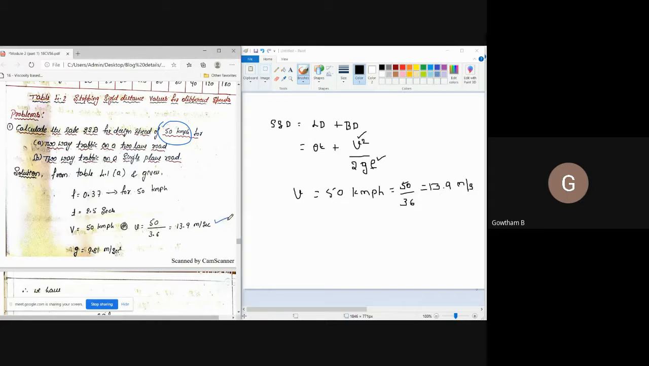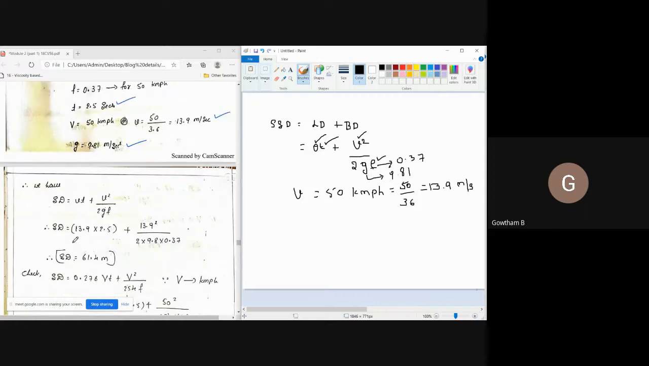That's the same I had solved here. I just converted kmph to meters per second, and G value, all of you know, is equal to 9.81 meters per second square, and T value is 2.5 seconds. Now in this formula, V is available, that is 13.9 meters per second. T value we are assuming as 2.5, and G value we are taking as 9.81. For the speed 50, F value you can consider as 0.37. Now all data is available in the problem. You just substitute all the values like this.